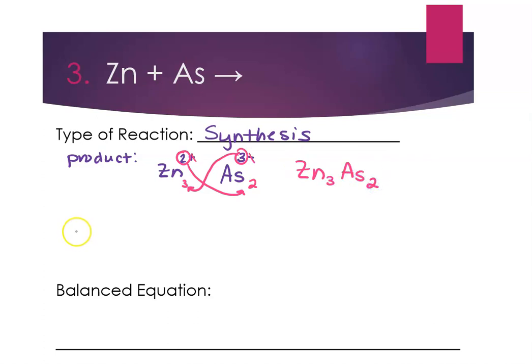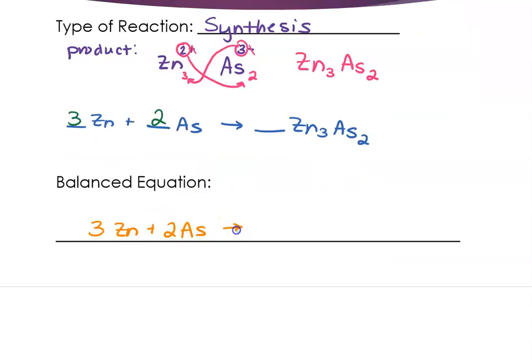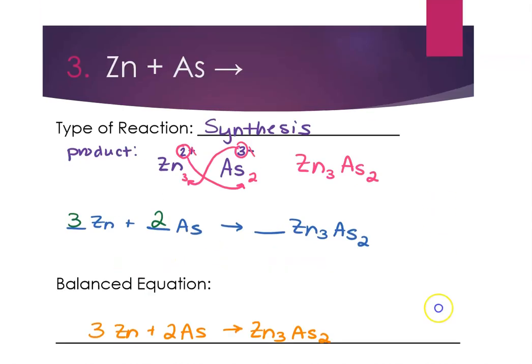All right, so now I balance my equation. I have 3 Zns on the product, 1 on the reactant, so I put a 3 here. 2 As's on the product, 1 on the reactant, so I put a 2 here, and that's all I need to do. So I get 3 Zn plus 2 As gives me Zn3As2.